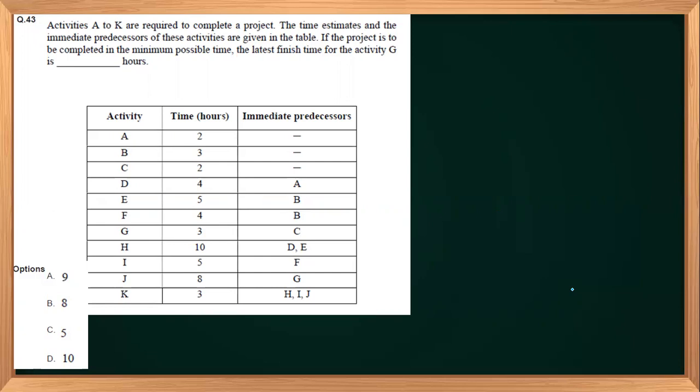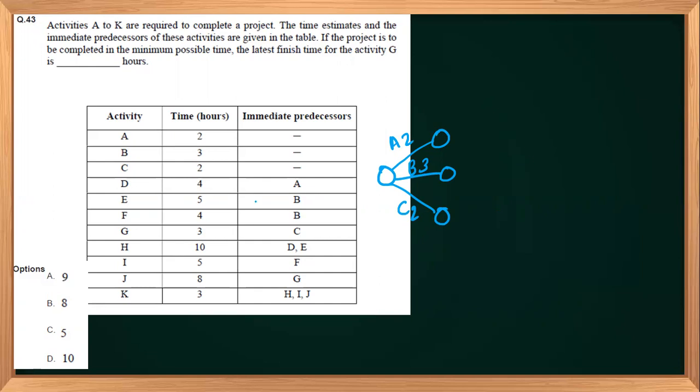The only thing is to just do the network diagram and find out the critical path. Oh no, the latest finishing time, right? So let's start with the first node. A, B, and C do not have any predecessor, so they can start from the first node. This will be my A, this will be my B, and this will be my C. A is 2, B is 3, and C is 2, right?